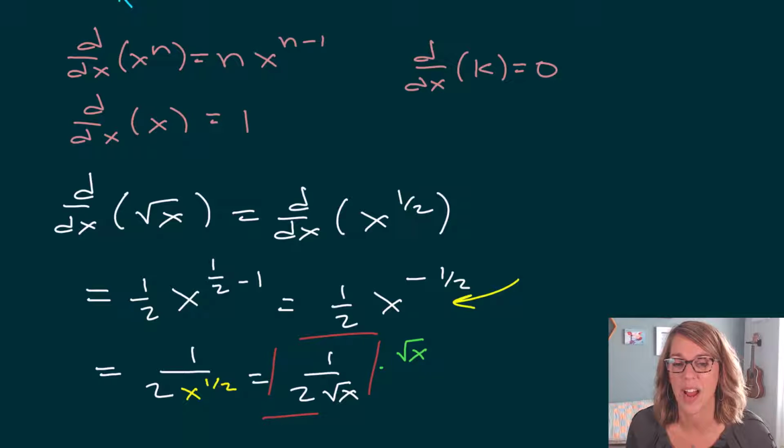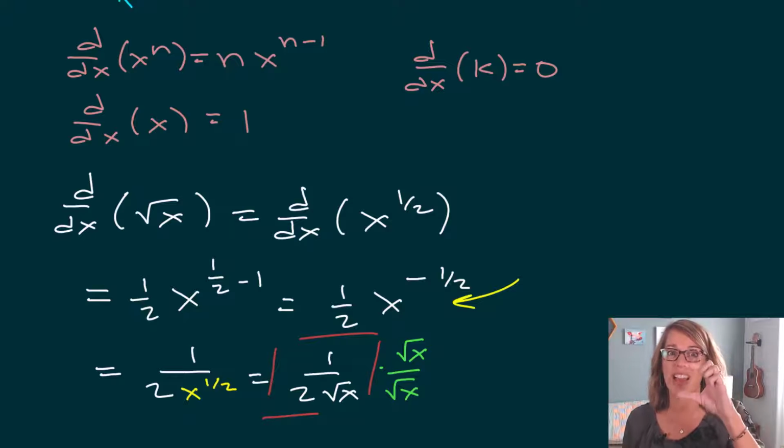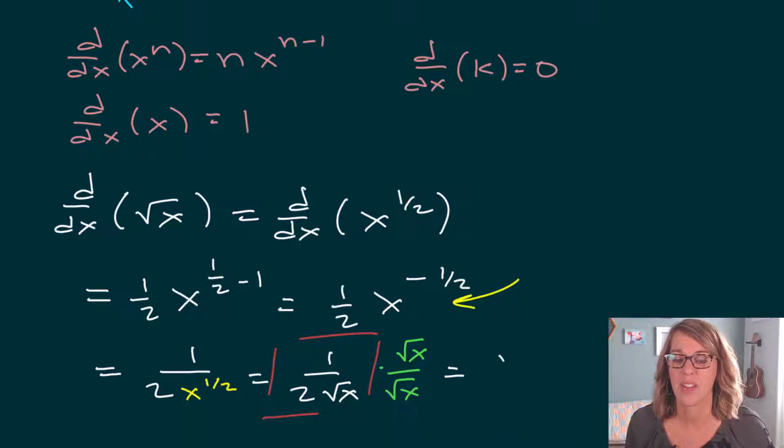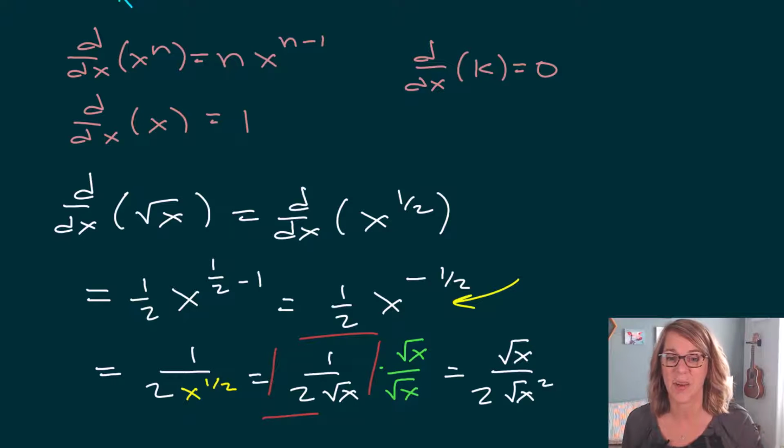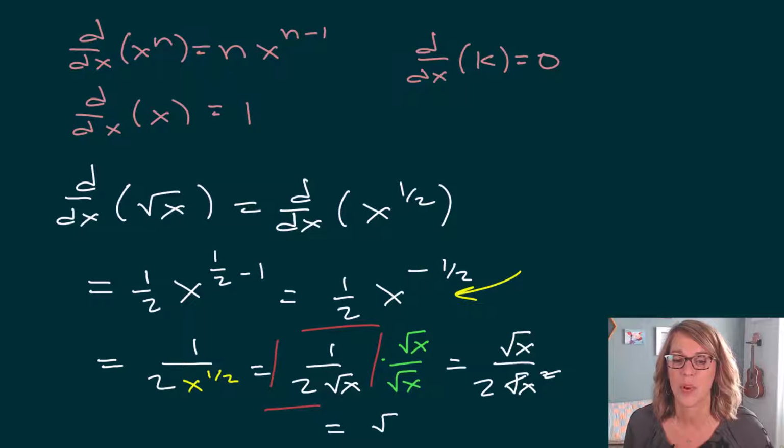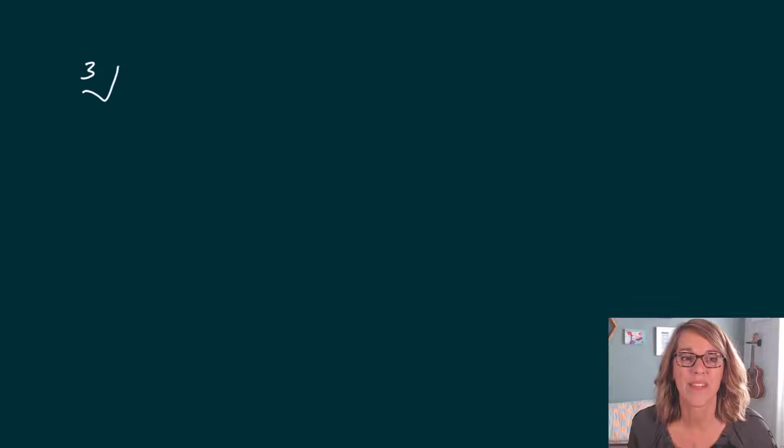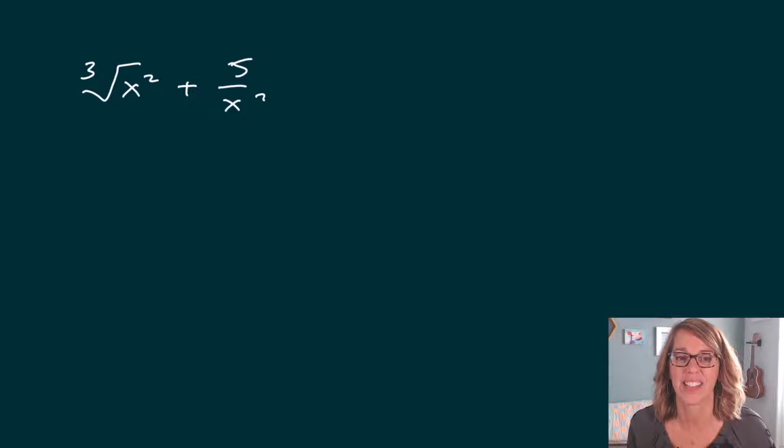To rationalize, I'm going to remove that square root by multiplying numerator and denominator by another square root of x. I end up with 1 times the square root of x in the numerator, 2 times the square root of x squared in the denominator. The square and the square root undo one another, and I get square root of x divided by 2 as my rationalized answer.